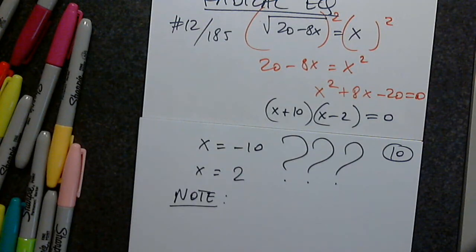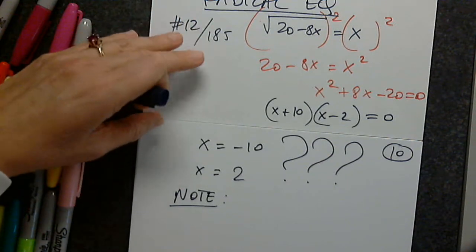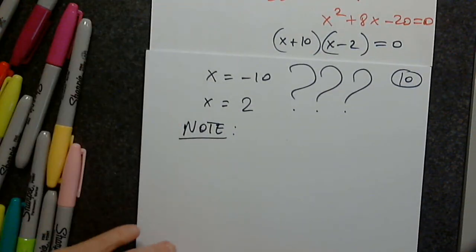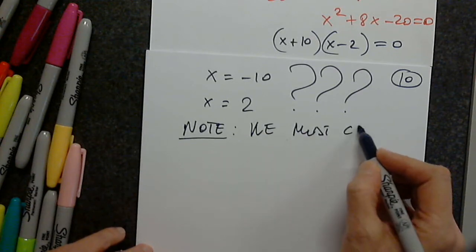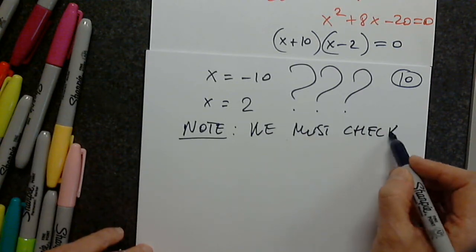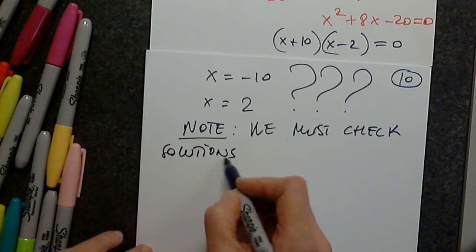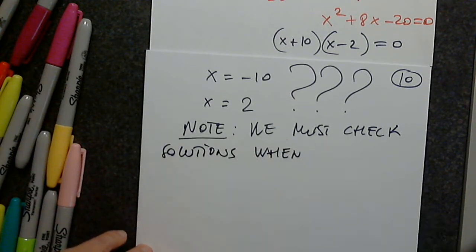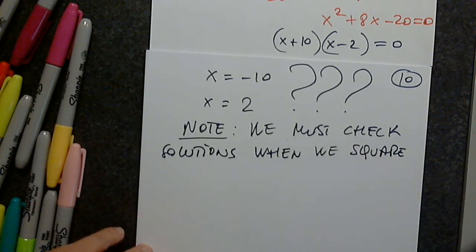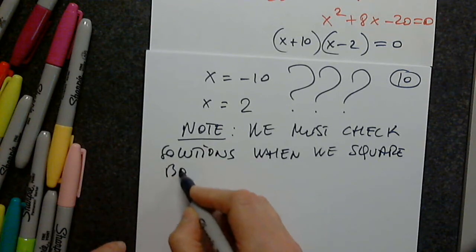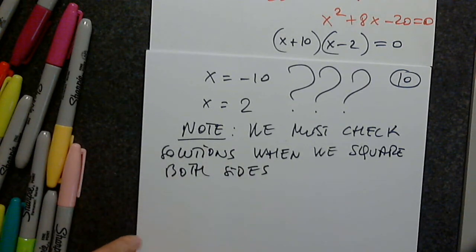Very important. Anyone remembers what I'm trying to say? It's okay if you say no. Okay, that's fine. But I'm going to write it anyway, even if you had said yes. We must check solutions, back in the original problem, when we square or cube and so on both sides. Always. It's a must. It's part of the problem, part of the solution. You cannot move on to the next problem before you do that.